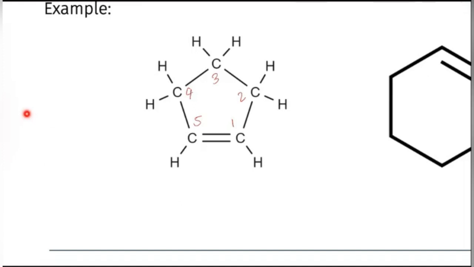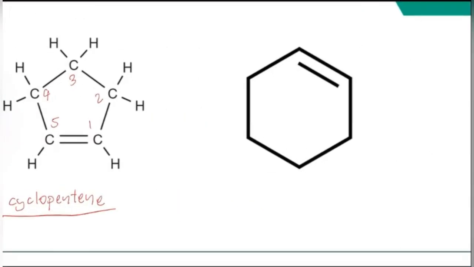So what is the root word or the name of the cyclic hydrocarbon? That will be pentene if it's a straight chain, but since it's cyclic, you will write cyclopentene. Okay? As you notice, the name doesn't have any double bond location. Since it only has one double bond, no need to specify the location of that double bond.